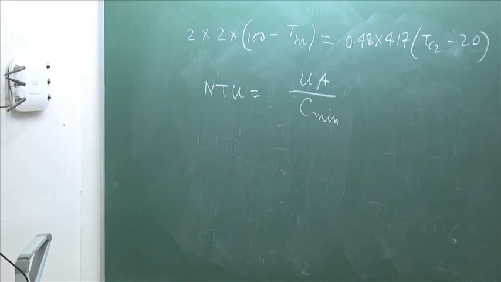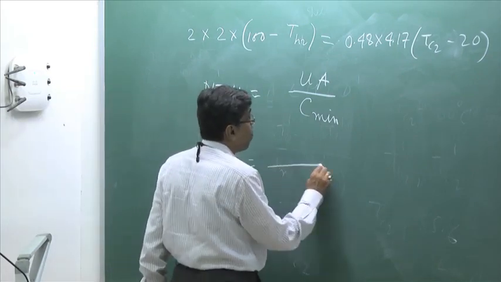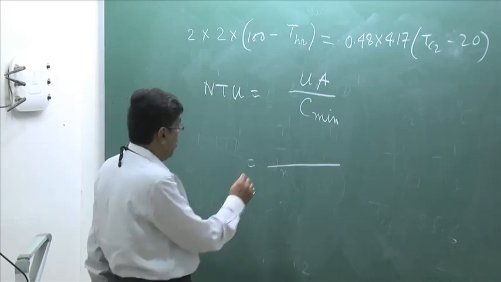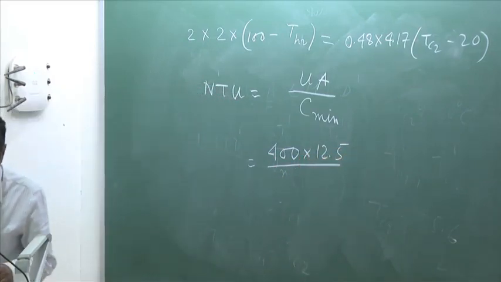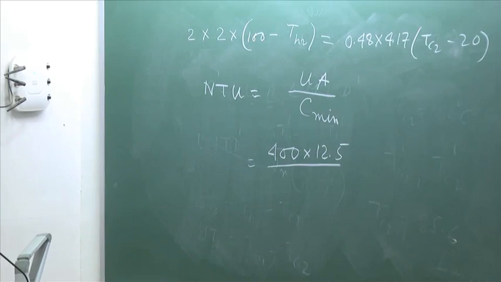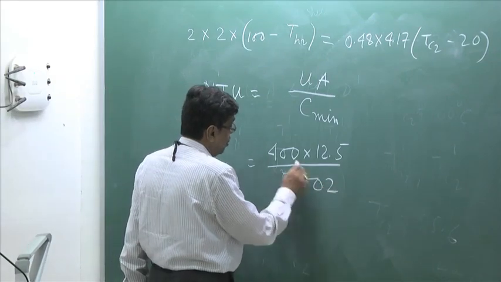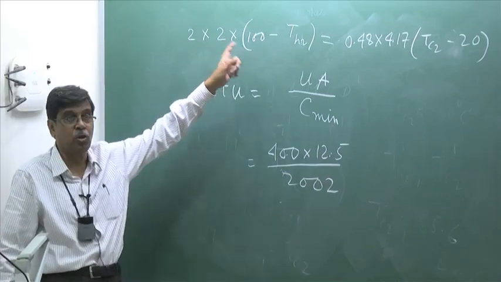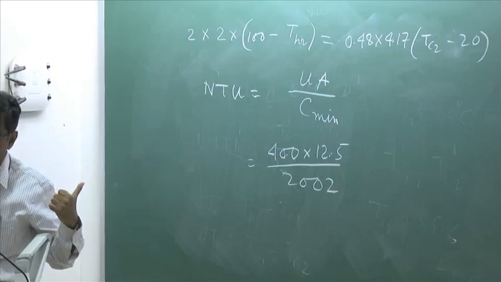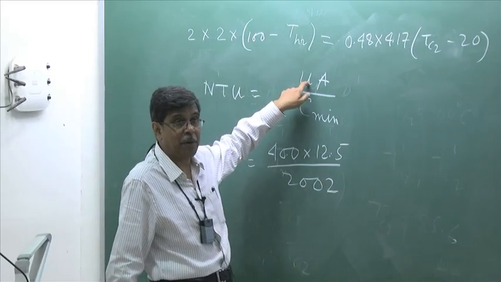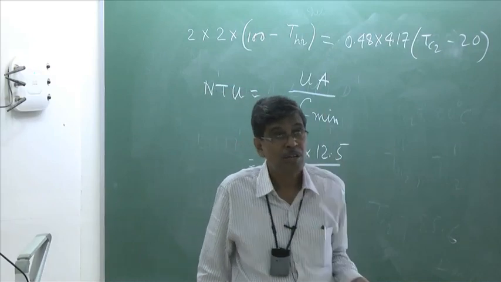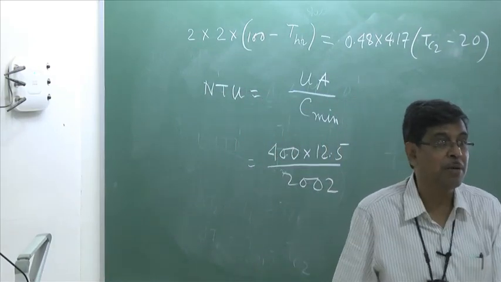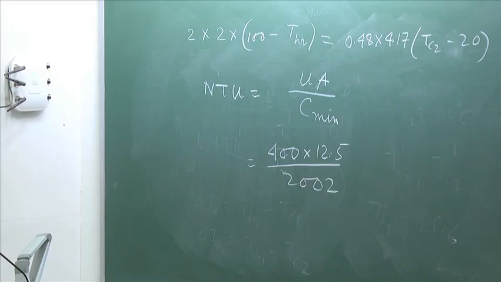NTU is AU over C minimum. U is what? What is A? 12.5. And what is C minimum? I just see that multiplication is difficult for me. 2002. That means 2, because this joule unit has to be there, because this unit has to be consistent. Here I can write kilojoule because both sides will be balanced. Be careful with this unit. NTU is non-dimensional. U is per meter square K, or meter square degree Celsius. A is meter square. So here C minimum has to be in joule. Don't be that smart to put it here and finally come with a wrong result. I will be giving 80% marks. If you are happy, then it's all right.